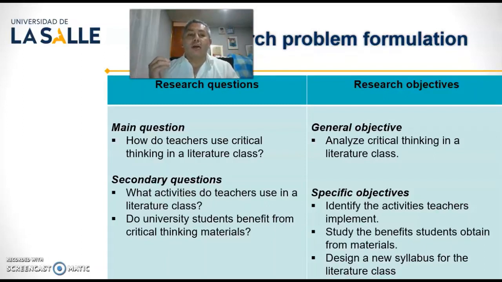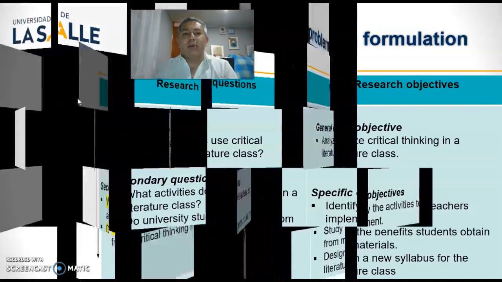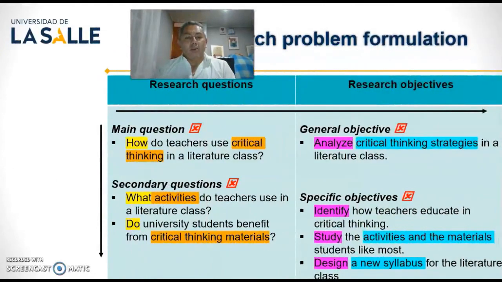You should go over them, revise them, and make sure that they're very connected. Let's see what's wrong with them. First of all, in terms of questions, very quickly: how do teachers use critical thinking in a literature class? Again, way too general. It doesn't specify. It's not precise.